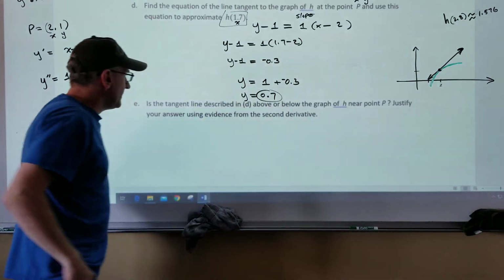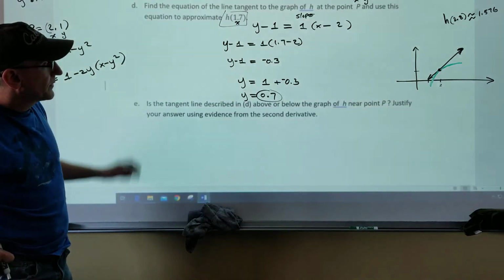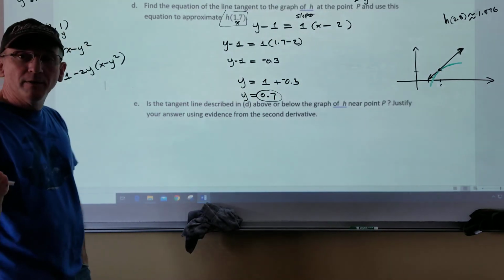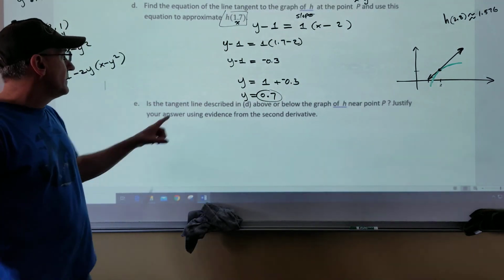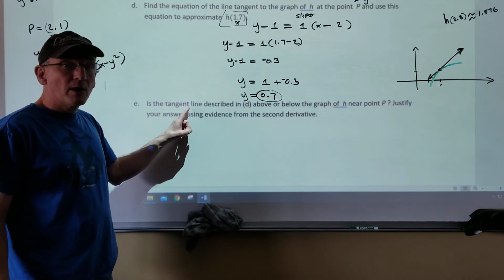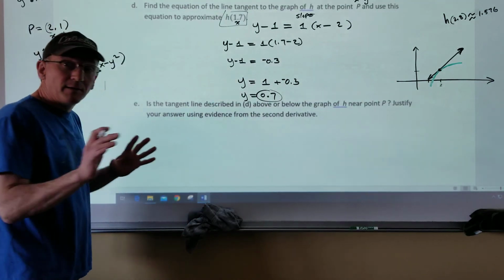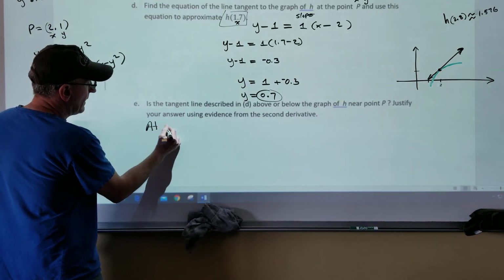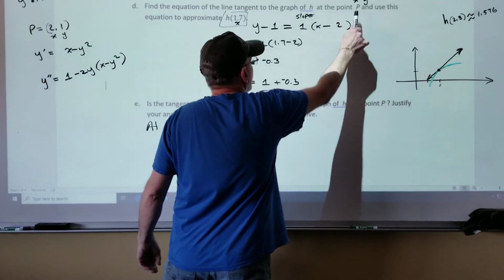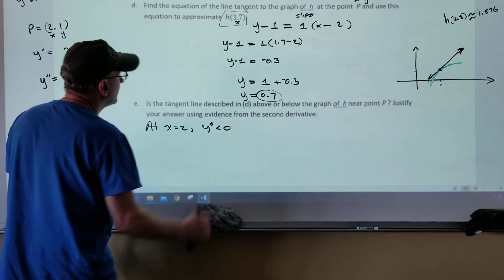Okay, finally, part E. Is the tangent line described back in part D above or below the graph of h near point P? You've heard me talk about that enough by now that you can probably make this determination. The answer is the tangent line is above. The justification is that we know we have a concave down graph. And we know that because the second derivative is negative. So I would write something like this. At x equals 2, which is the x value of point P, y double prime had a negative value.